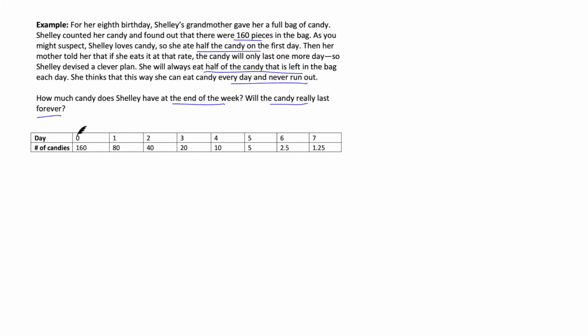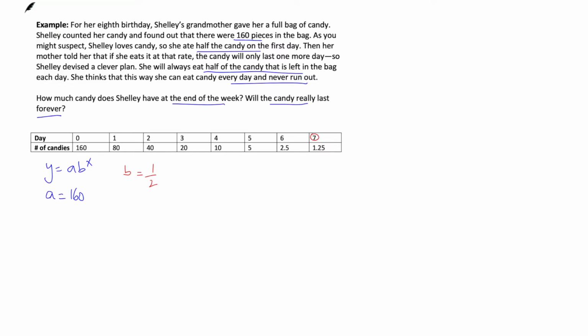So on the 0th day, when she's given the candies, we have this number 160. So our equation is y equals a b raised to power x. We know the initial count, that is 160. Now we need to find out b, that is our decay factor. So let's have a look at the table. On the first day, she eats half of the candies and we are left with 80. On the second day, she will eat half of the remaining candies, that will give us 40. On the third day, you take half of this and you have 20. You keep repeating this process, and by the 7th day, you will get 1.25 candies. So what is happening? The decay factor over here is half of the candy that is left. So b equals 1 by 2.